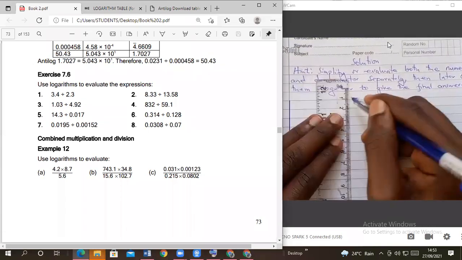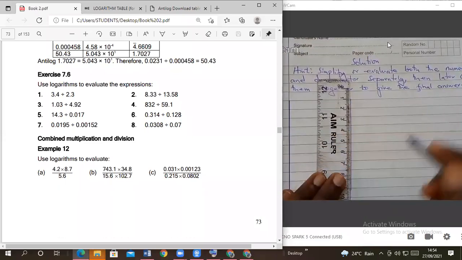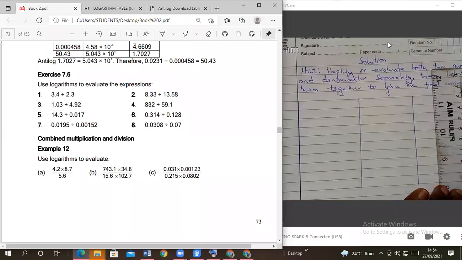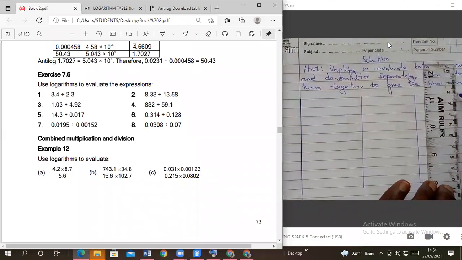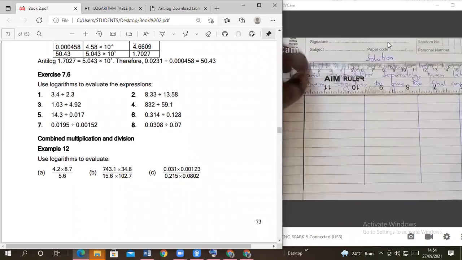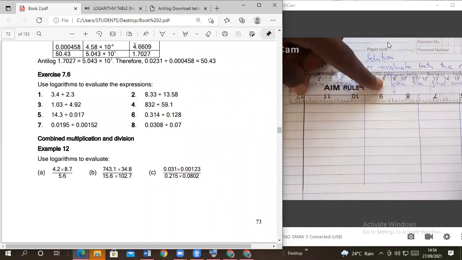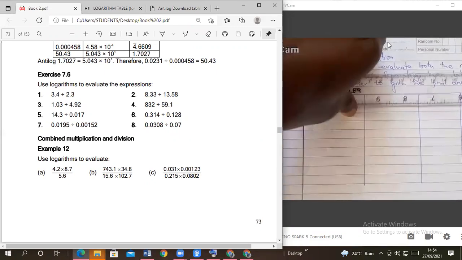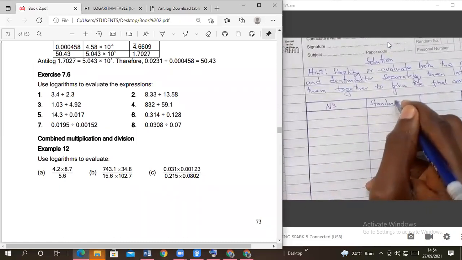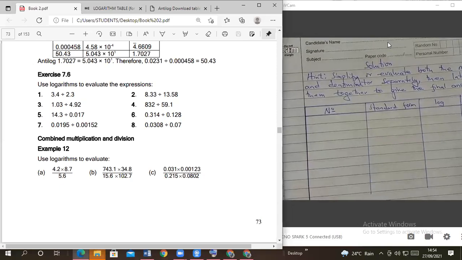Let's draw our table there. This time just make your table long because we have very many numbers to work on. Yes. So make your table a little bit long. So as usual, these are our numbers, this is our standard form, then this is our log.